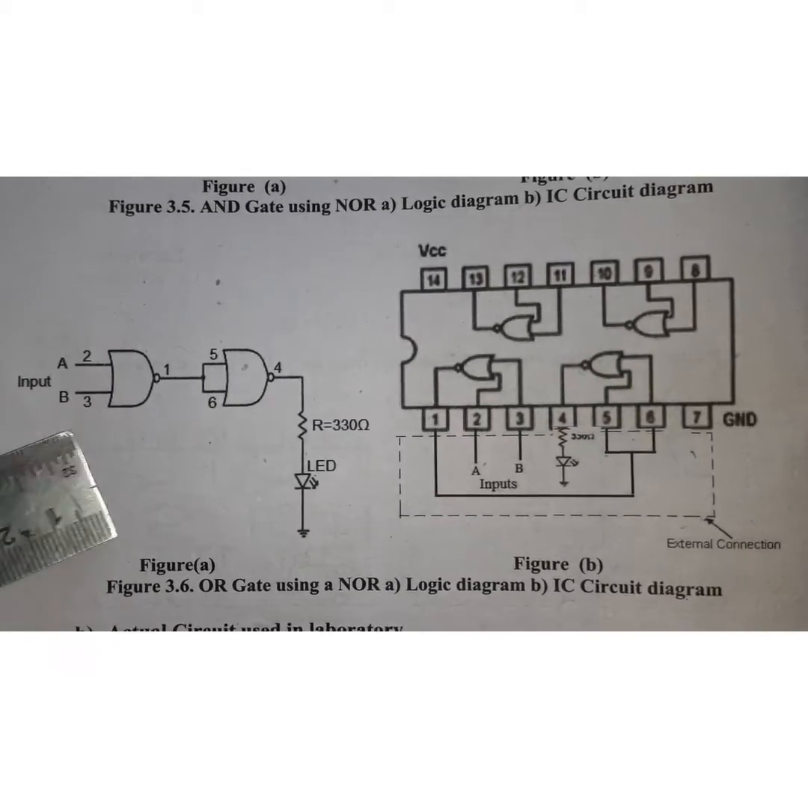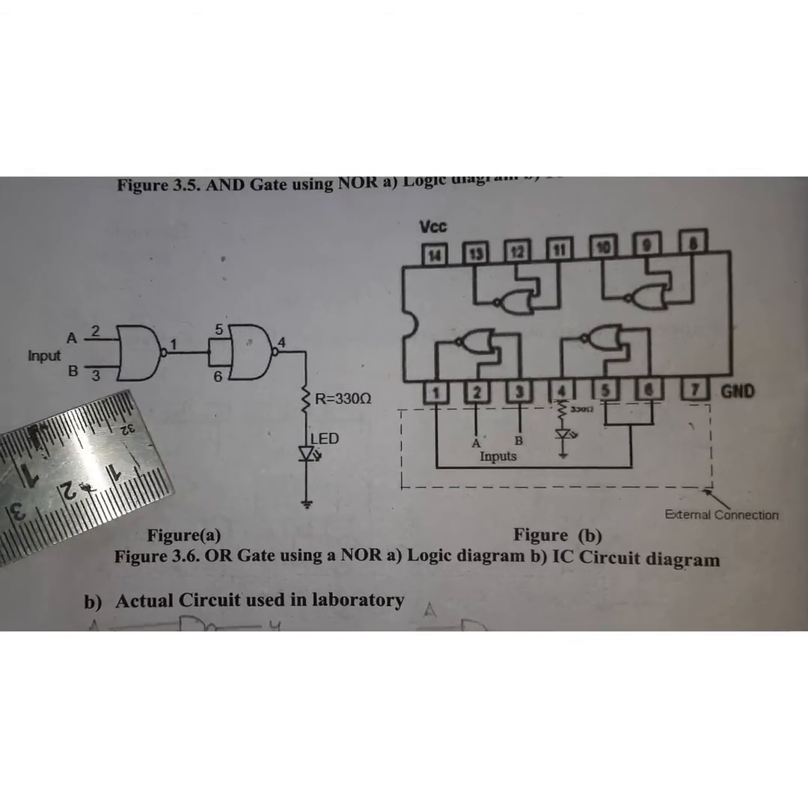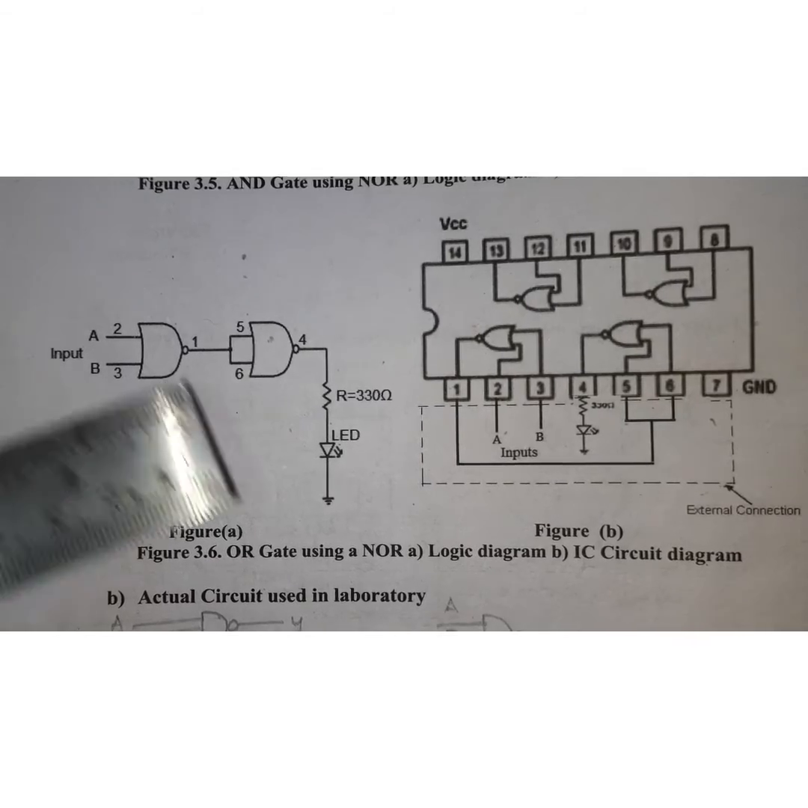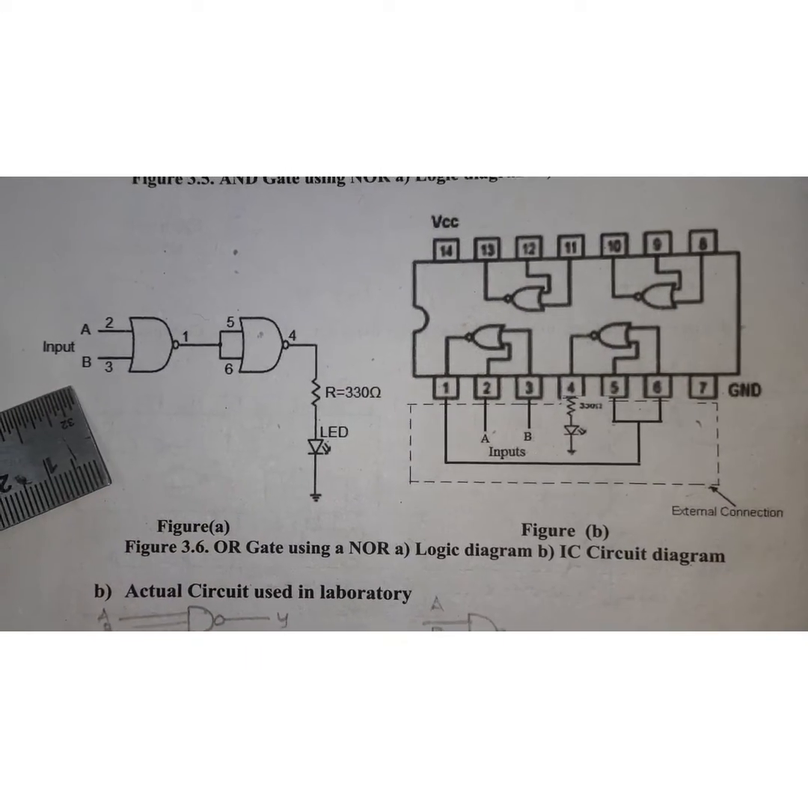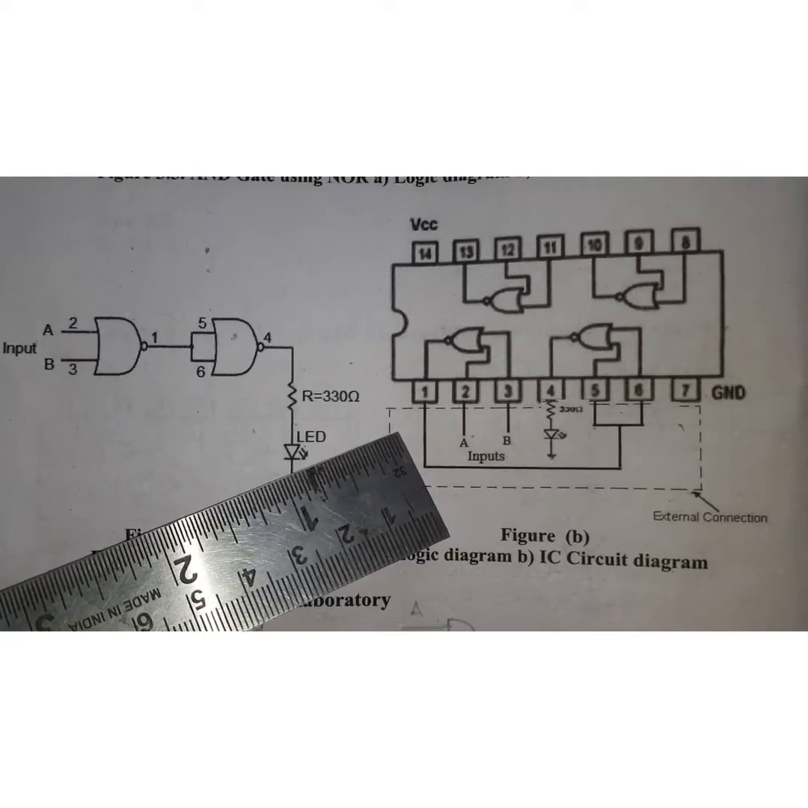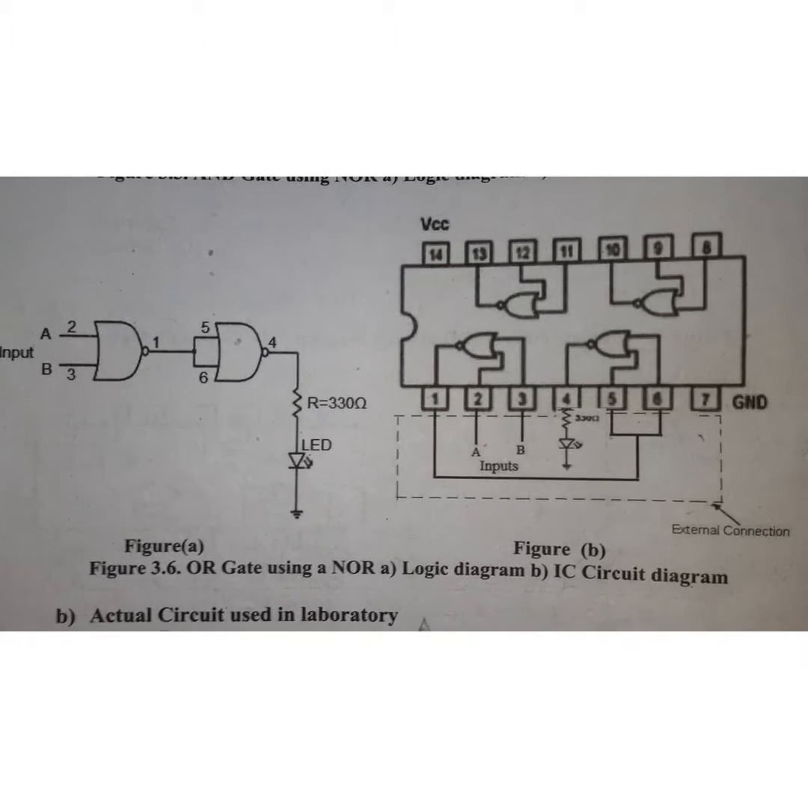Here you will see the logic diagram of NOR gate as OR gate. So here we are connecting NOR gates to get the output of the OR gate. So hence we have constructed the OR gate using NOR gates only, and this is the circuit diagram of this. Now we will perform practically.